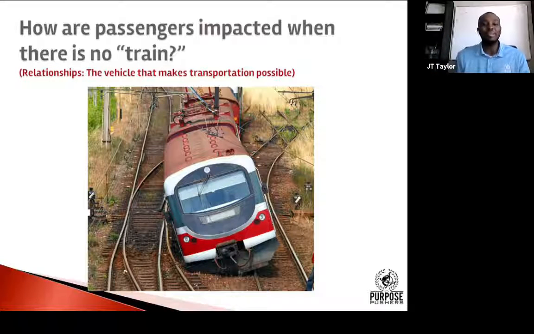How are passengers impacted when there is no train? I want to hear from you. 9 seconds left. All right, stop right there. Now that you have gotten that clarified and answered, let's move on.